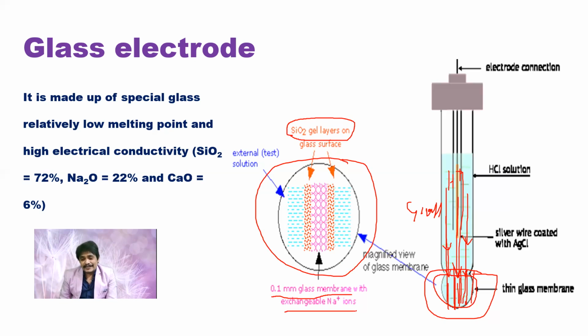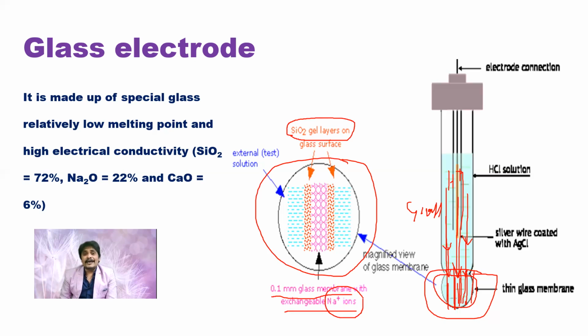Now, this particular glass membrane contains a 0.1 mm glass membrane with exchangeable sodium ions. Means what? We can say that the glass bubble or glass electrode comprises the sodium ions, which are cations, which are going to be replaced by H+ ions, which are a part of the internal solution, replacing these Na+ ions, which are a part of the glass bubble.